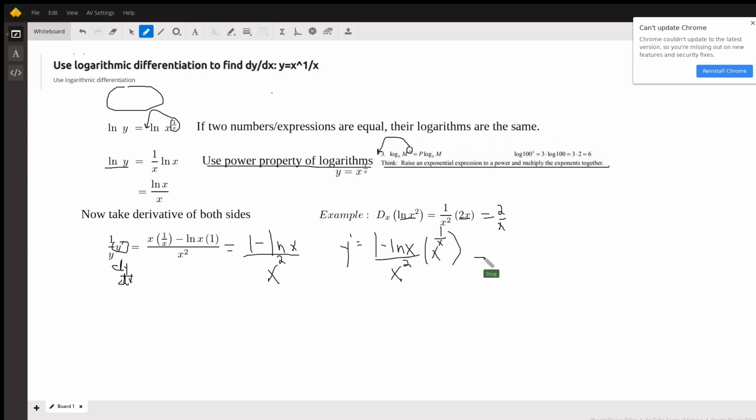If you wanted to, you could say, well, you know what, I'm doing a division of powers with the same base, so I could subtract the exponents. So I could rewrite this if I wanted to as x to the 1 over x minus 2. And if I wanted to, I could get a common denominator there and rewrite that exponent. There's just a lot of different forms you can put that in.